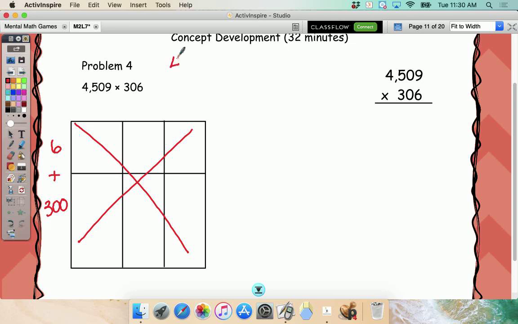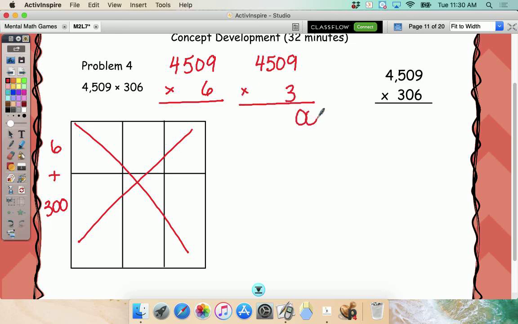I have to do 4,509 times 6. And I have to do 4,509 times 300. But really, the smart thing to do is take theirs off, put them on the bottom, right? Okay, get that written down, and then we're going to go slow again. Don't work ahead of me because I want to show you 2 different options for this, okay? So remember, this is not art class, is it? No. Okay.